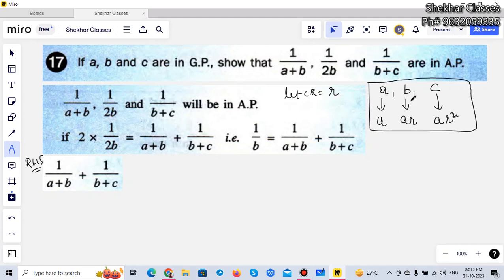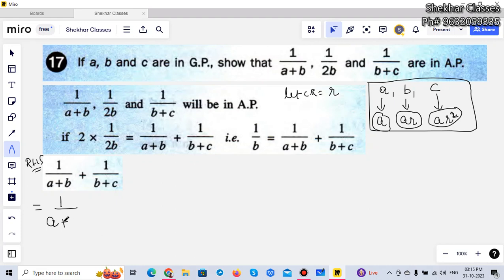So wherever there is A, I can substitute A. Wherever there is B, I can write AR. Wherever there is C, I can write AR square. In this particular equation, if I do it, what do we get? 1 upon A is what? I'll keep only A. B is AR, so I'll put AR here.